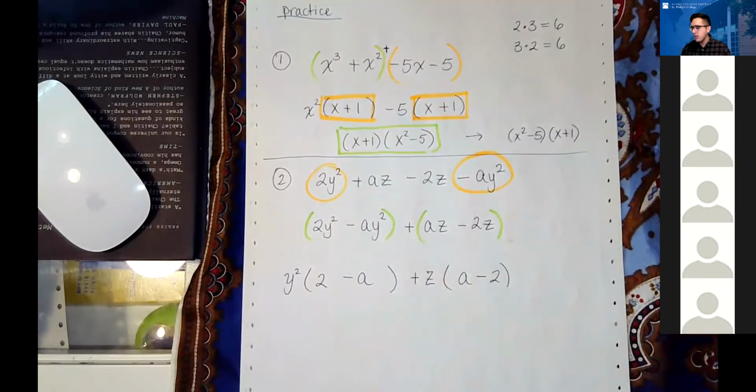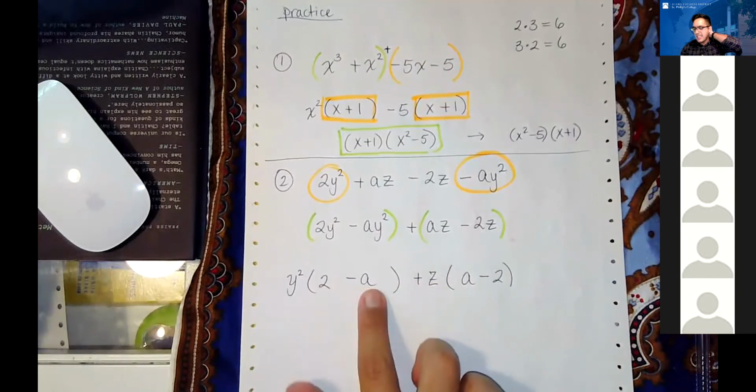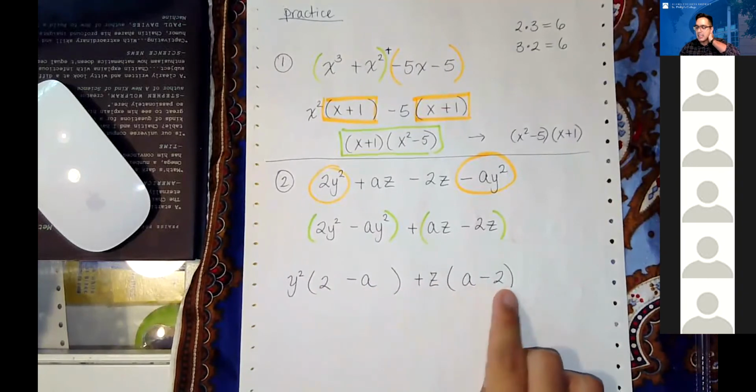And something looks wrong, because this factor 2 minus a is not the same thing as a minus 2. So maybe I've rearranged or ordered this problem incorrectly. Maybe I want to group them differently.